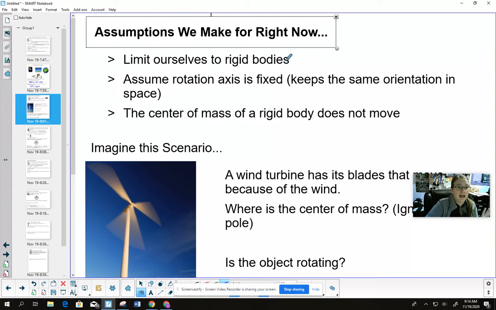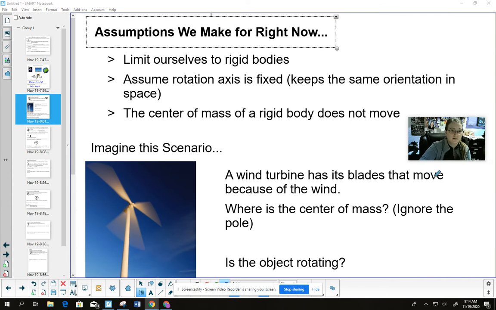So we are only looking at these bodies again that are going to move all together. We're going to assume the rotation axis stays the same throughout the whole time. We're not going to say that it changes, as well as that the center of mass does not move. We're going to make those assumptions to make things easier for us.